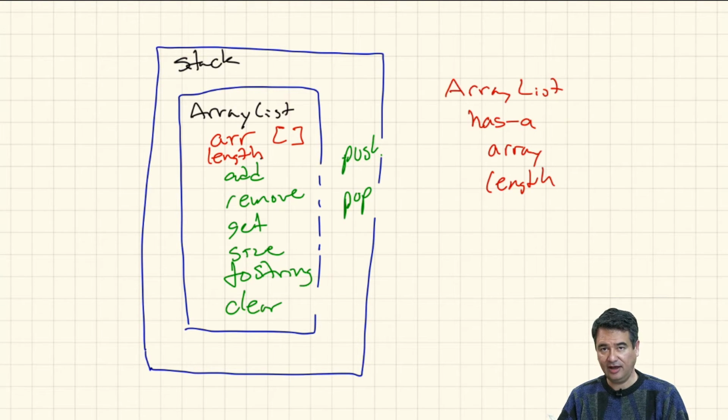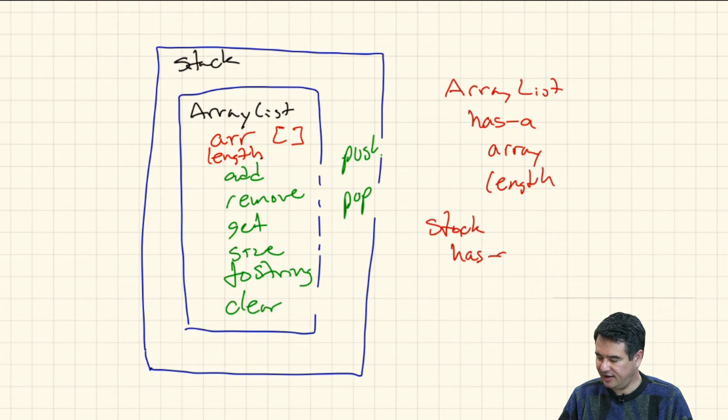So a has a relationship means that a class is built out of these things, and an is a relationship means that it just extends that thing. Within the array list, and I'm sorry I'm bouncing back and forth between these two examples, this array and this length are set up as being private variables that only the methods can access. So we want to set up our stack so that it has an array list.